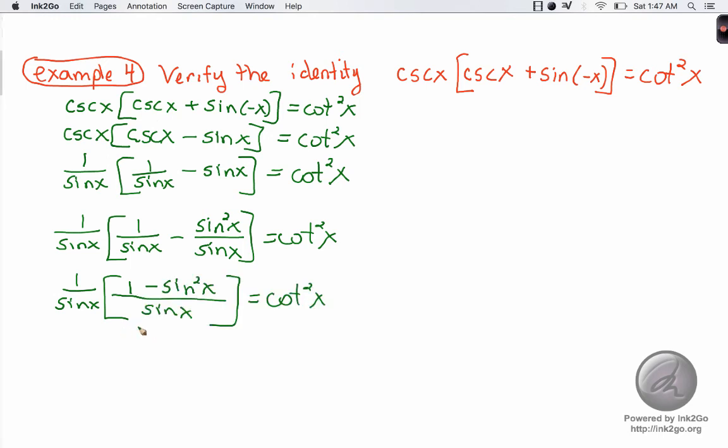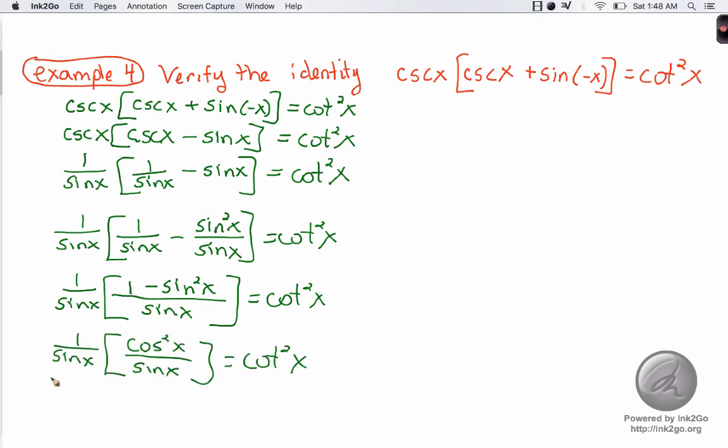Oh, there's 1 minus sine squared of x. That's a Pythagorean identity I hope you've started to learn to recognize. So I'm going to replace that with cosine squared of x. And now let's multiply these two fractions together. And finally, let's use our cotangent identity.